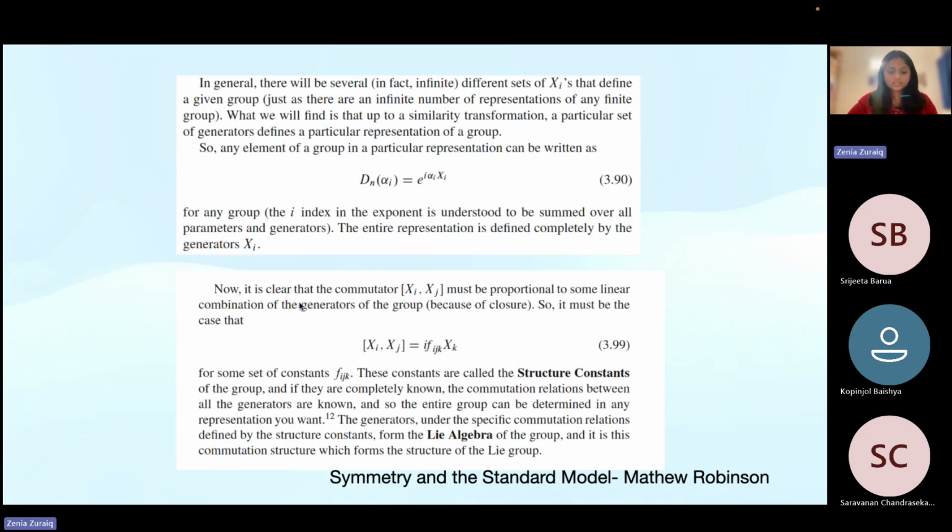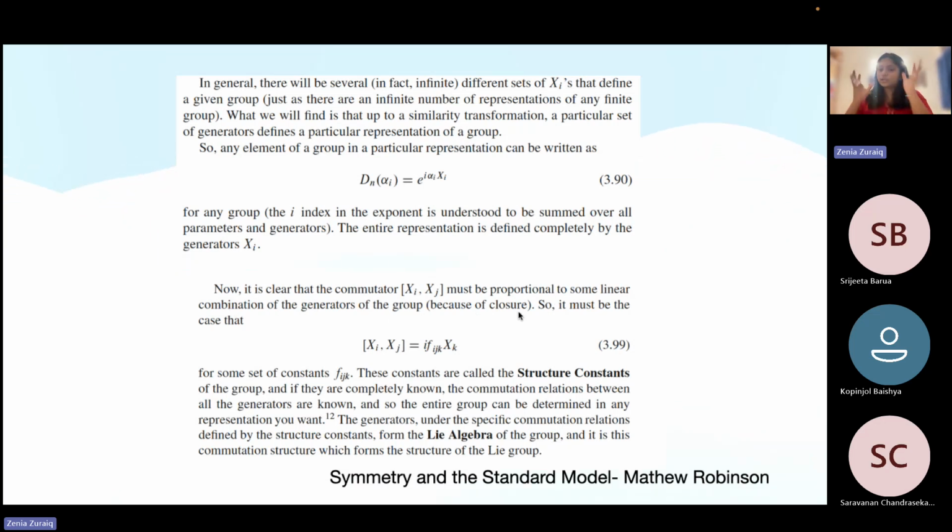So the other thing, the main interesting thing that leads to relevance for physics, and this is what will play a role when we talk about group theory in particle physics, is this. It is clear that the commutator, that is xi xj minus xj xi, must be proportional to some linear combination of the generators of the group because of closure.